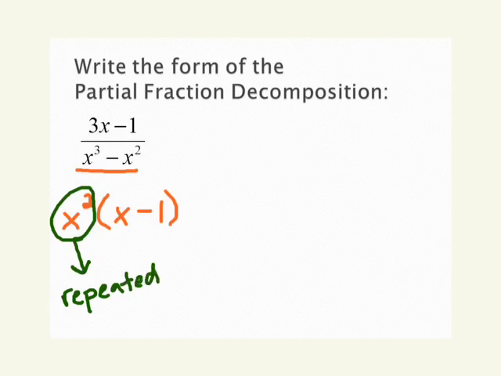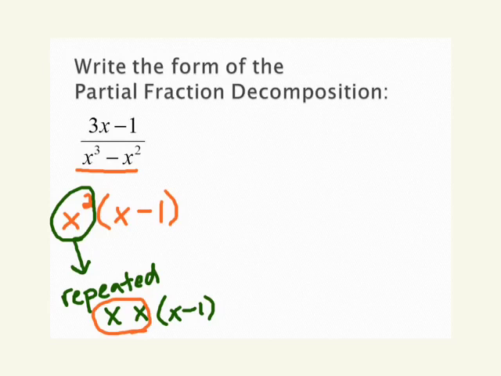Because if we were to write out the complete factorization of this denominator, it would actually be x times x times x minus 1. When we write it this way, we can see that yes, x is repeated. That's what we want to keep in mind here.